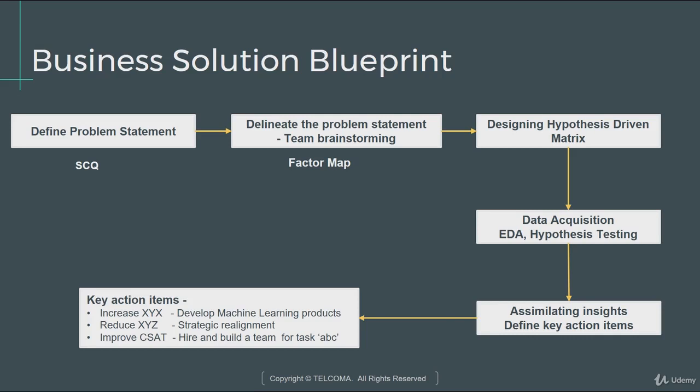So all of this together summarizes the blueprint for your solution. So you define, delineate, design, then perform, assimilate, and finally define key action items. And once you solve all of this, you believe that your problem is going to be solved. So till this point, what we have looked into is we have gently studied what happens necessarily before even a machine learning project is born.